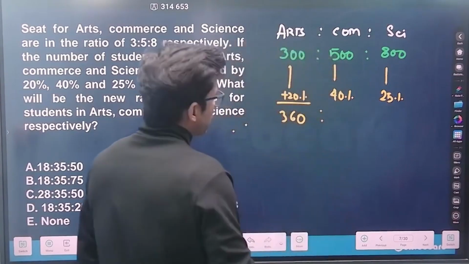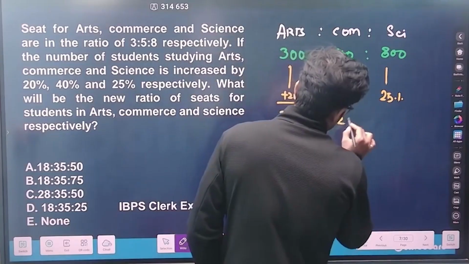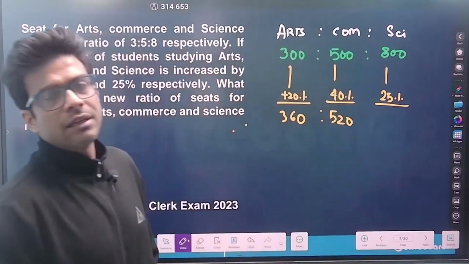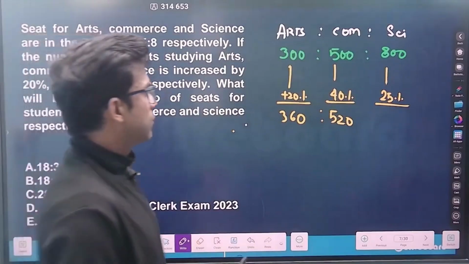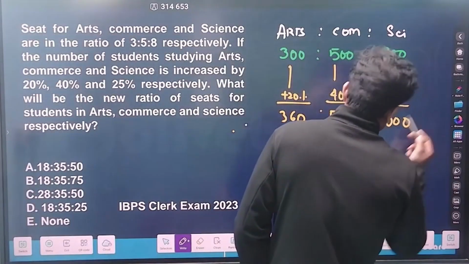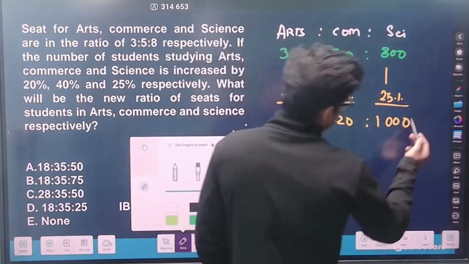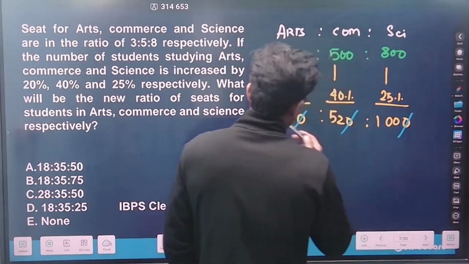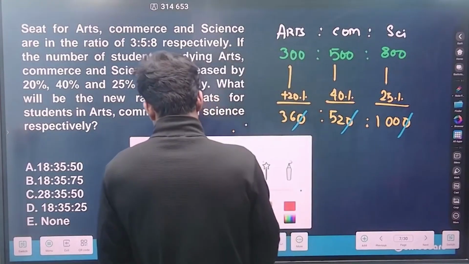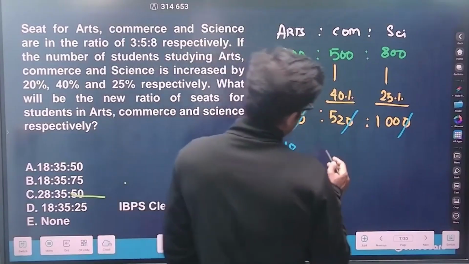Here 5 4s are 20, then the increased value will become 520. And 25 8s are 200, this will become 1000. This would be my increased value, correct? So from this 0, this 0, this 0, this would go 18 times. Please check the options when you solve such questions. 18 is not correct.